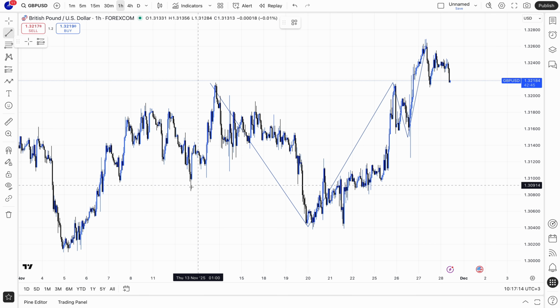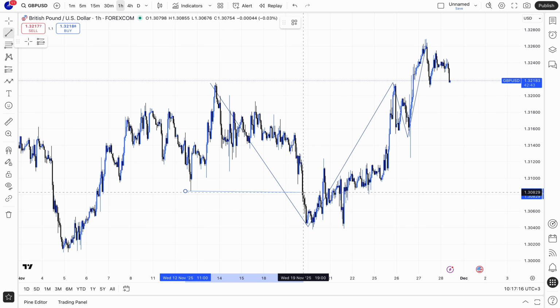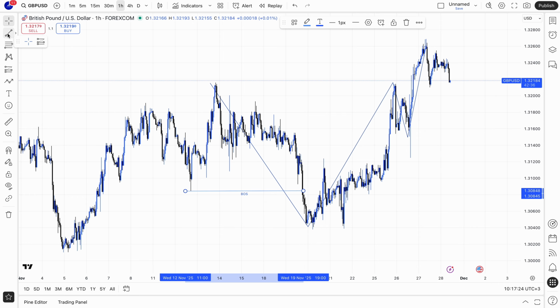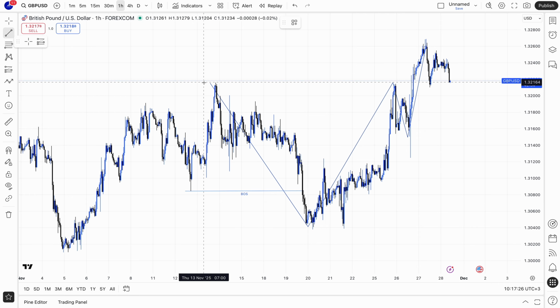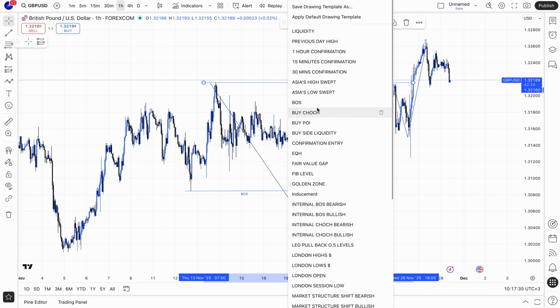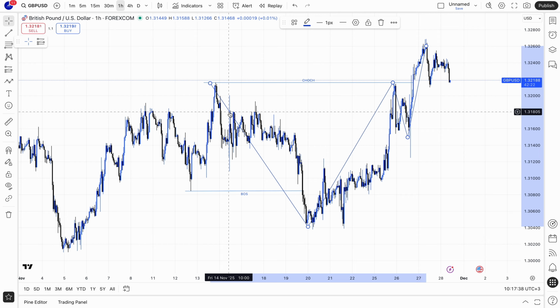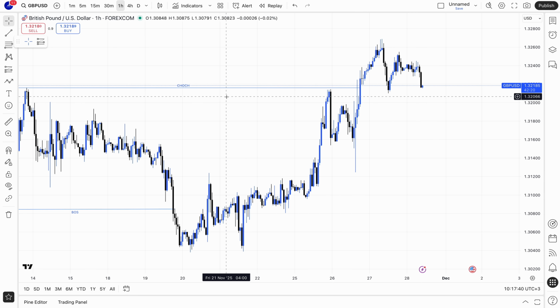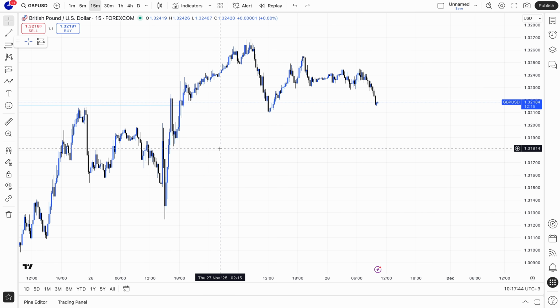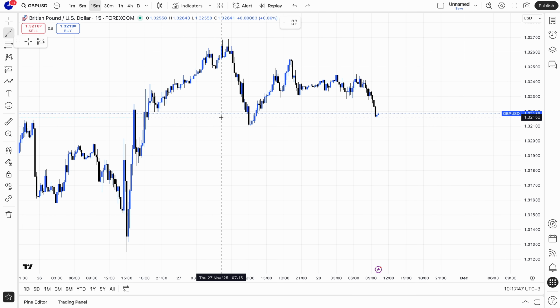So you can see here we had our break of structure to the downside, external structure. External structure is 1 hour. Then you had our change of character to the upside. Then you go to 15 minutes for our order flow and internal structure.